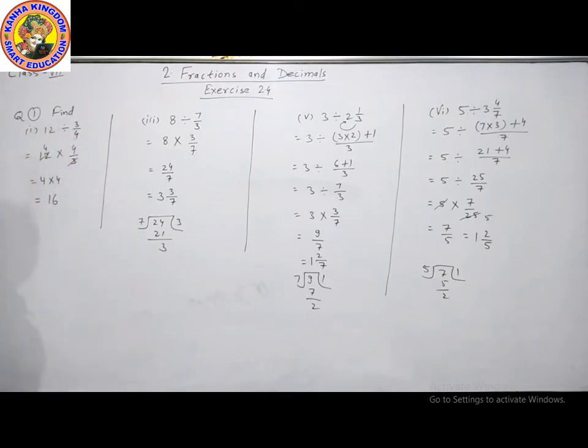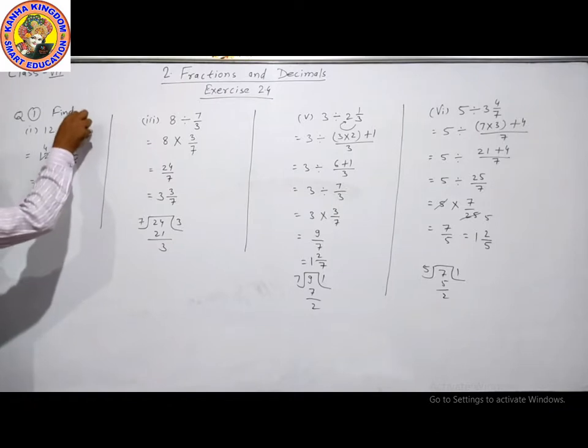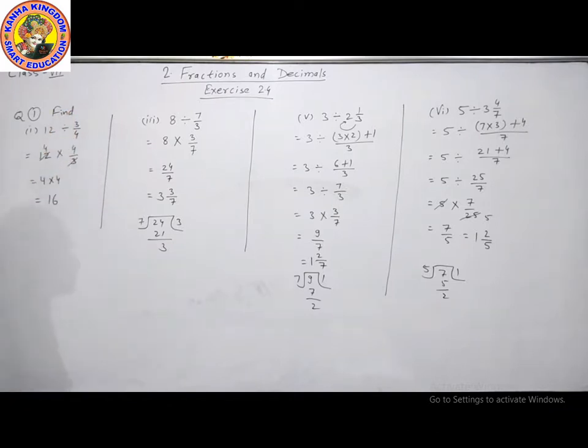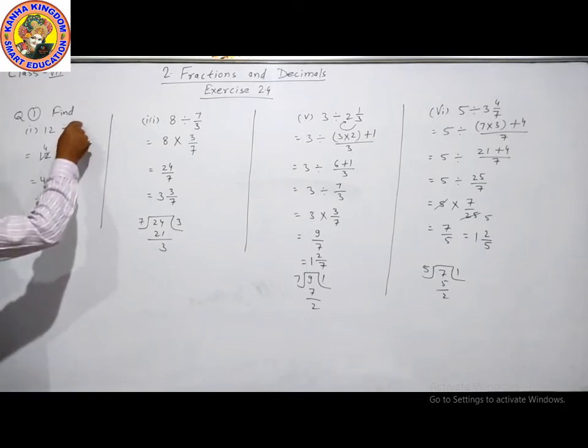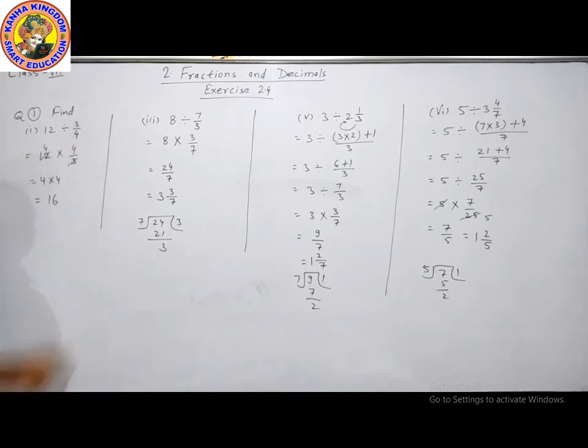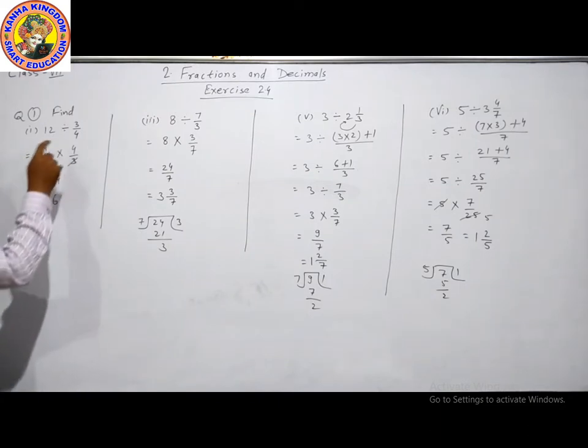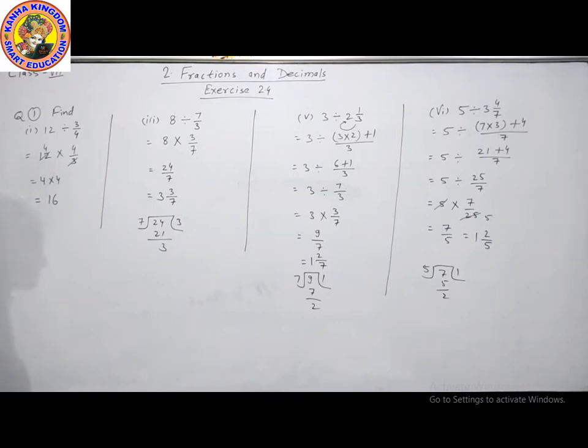Let's begin again from the first question. If we have a division question and the digits are in fraction form, then first of all divide will change into multiply, and the second digit will be interchanged in numerator and denominator. So the second digit 3 by 4 will be interchanged to 4 by 3. 3 can cut 12, 4 times. 4 into 4 is 16. The answer is 16.